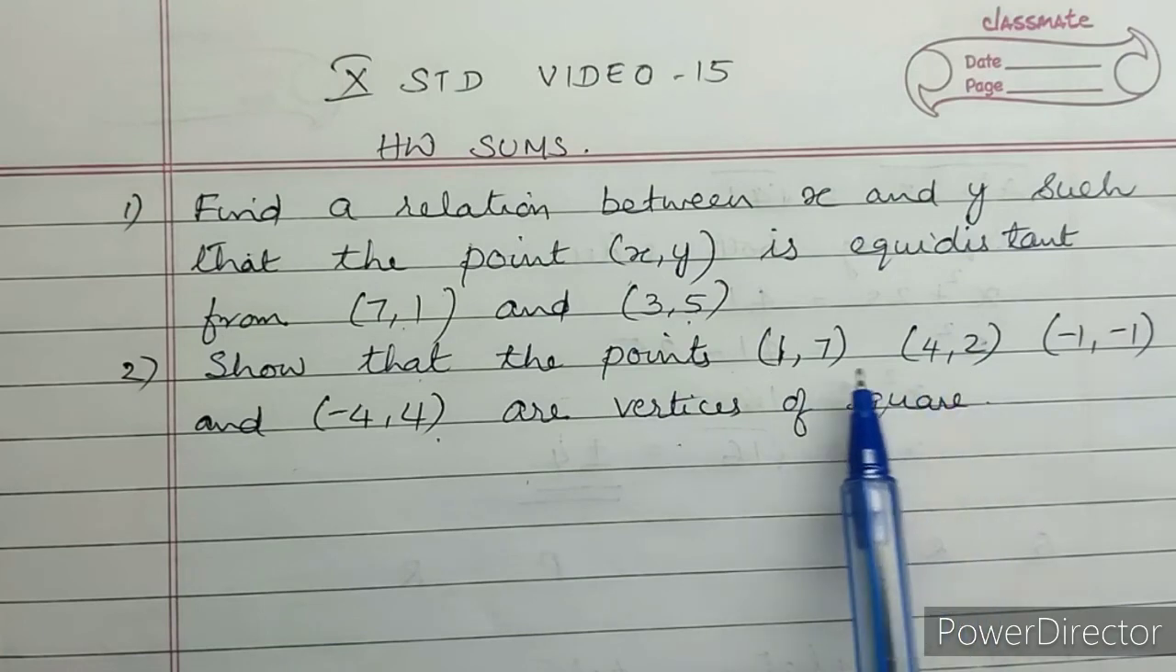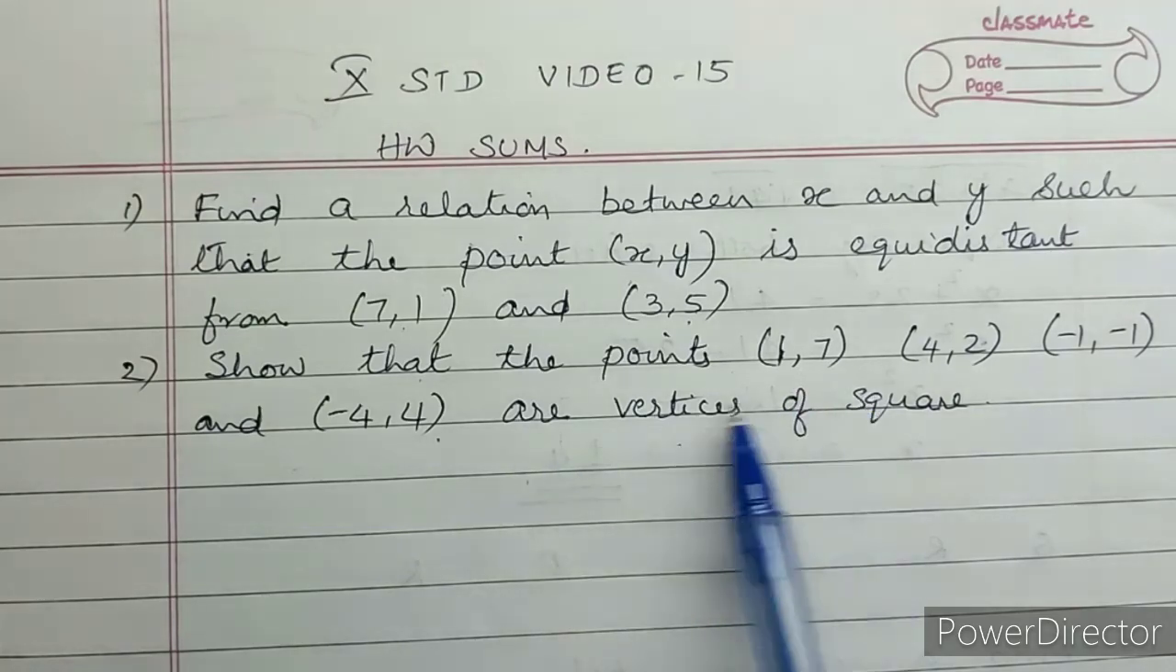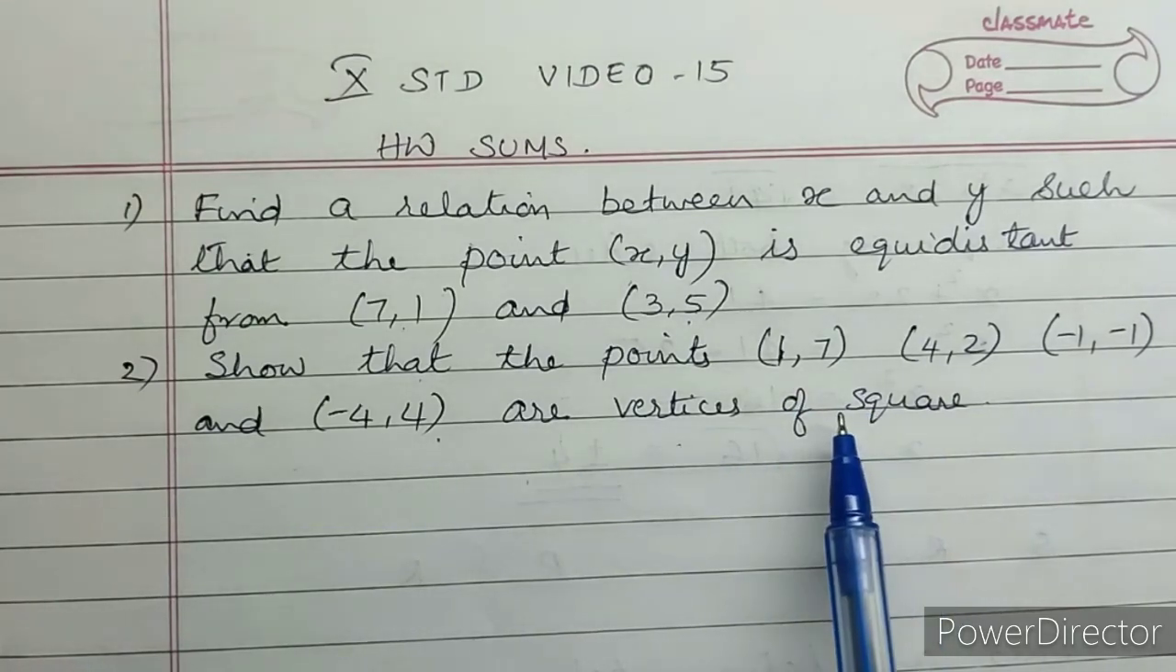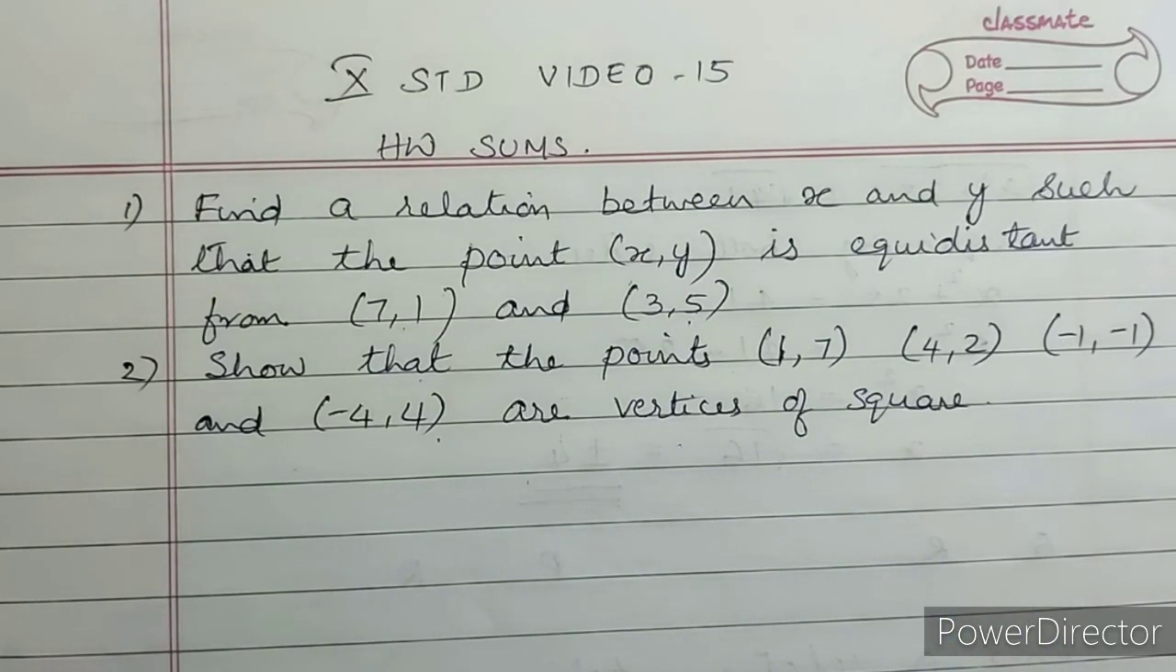So all the 4 sides and diagonals, 2 diagonals. So total 6 measurements you have to find. 4 sides equal, then both diagonals equal, means it is a square. Conclusion also you should write. If it is not a square also, you have to write the conclusion.